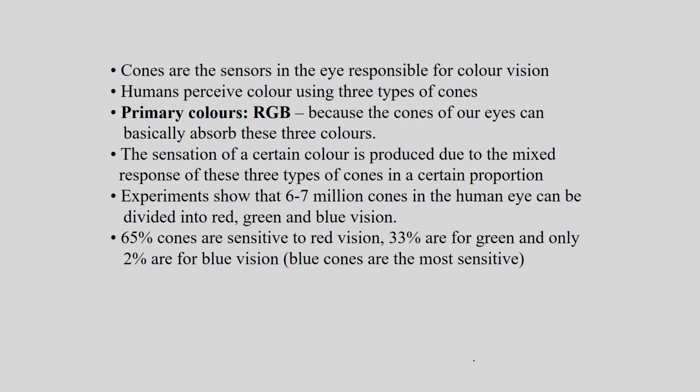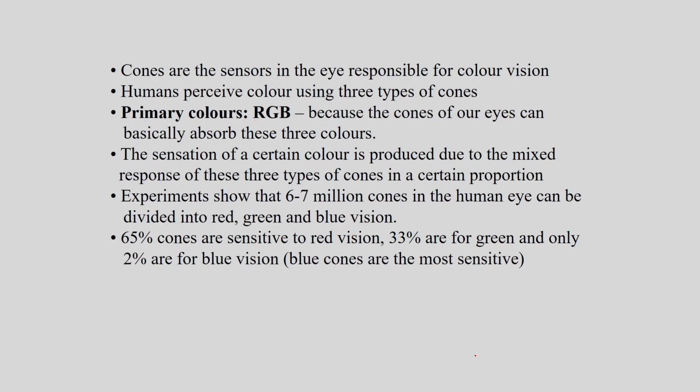In the cones we have three types of photoreceptors: one is R, one is G, another one is B. Red, green and blue. These are the primary colors. So cones are responsible for color vision, and in the human eye we have three types of cones, that is R, G and B.